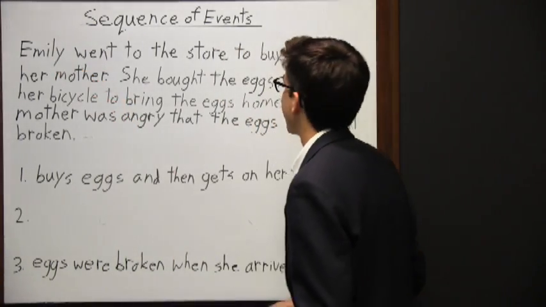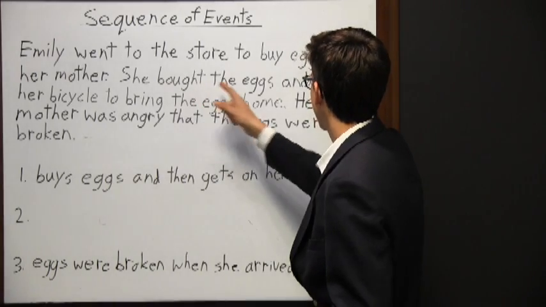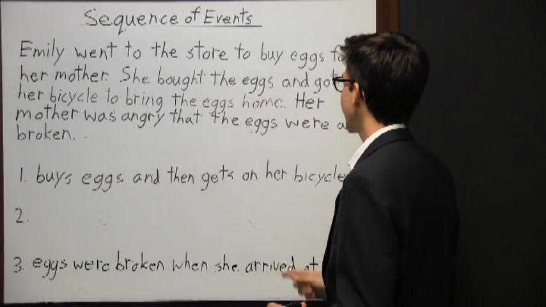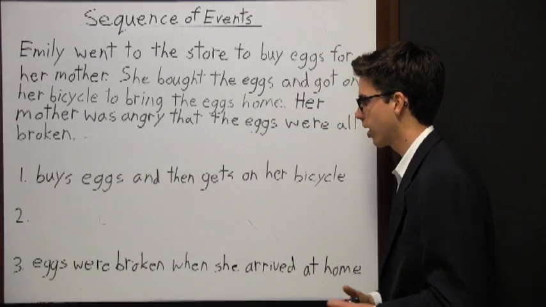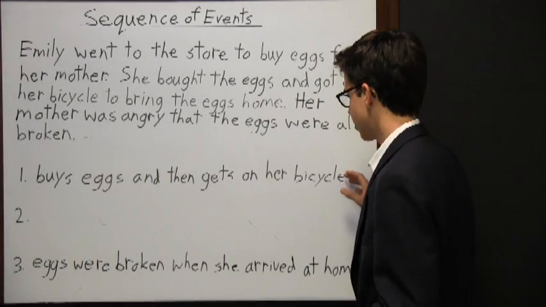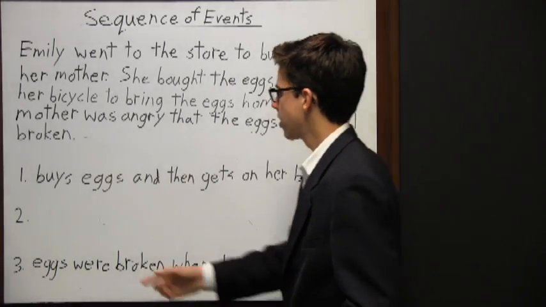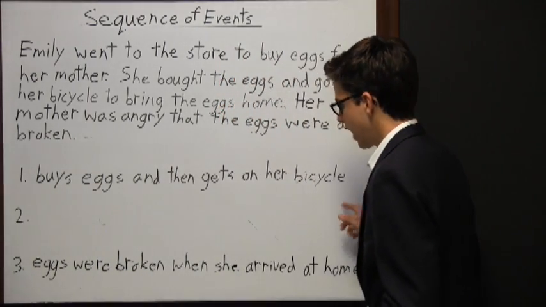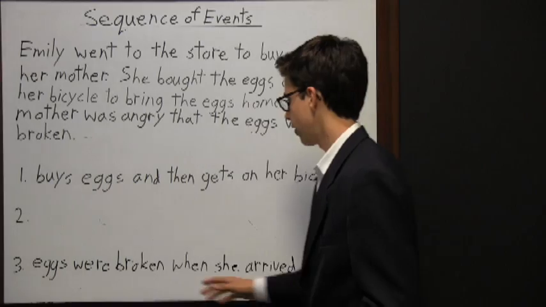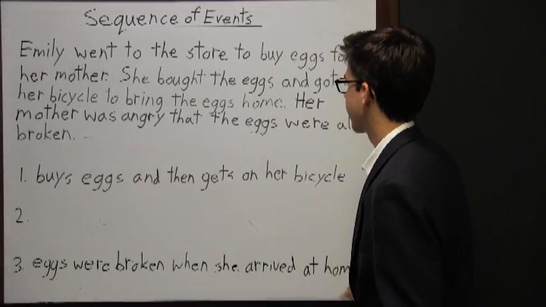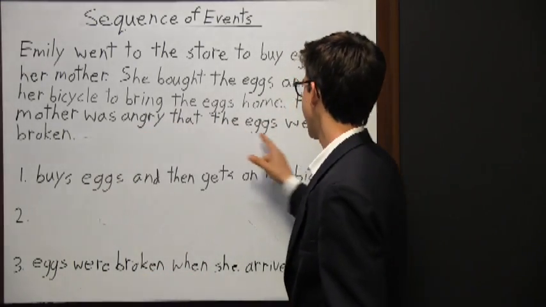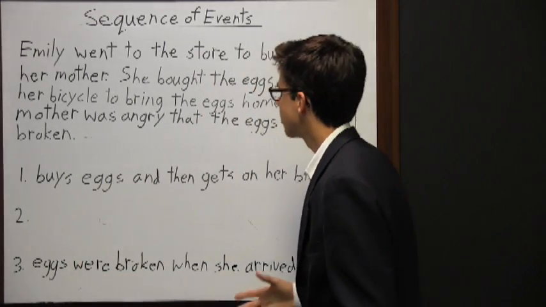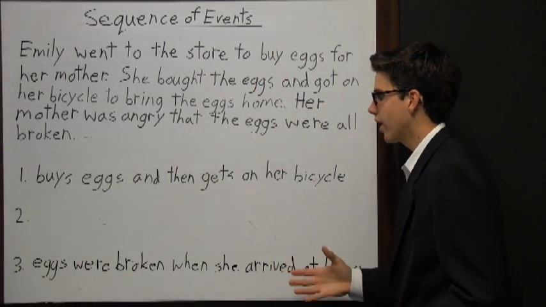Emily went to the store to buy eggs for her mother. So she bought the eggs and got on her bicycle to bring the eggs home. Her mother was angry that the eggs were all broken. So we see a sequence of 3 events here. The first start of the story being that she buys eggs and then gets on her bicycle. And then the last part of the story being her eggs were broken when she arrived at home, because it says her mother was angry that the eggs were broken. So we're missing point number 2 here, because we have to know, why are the eggs broken?